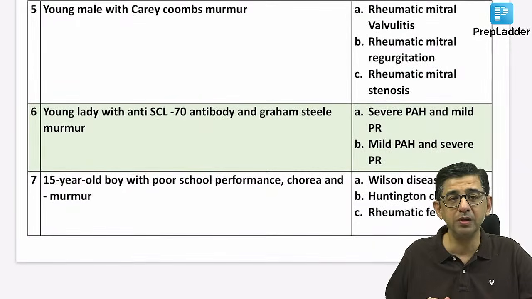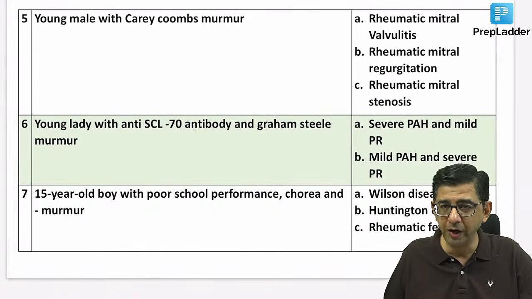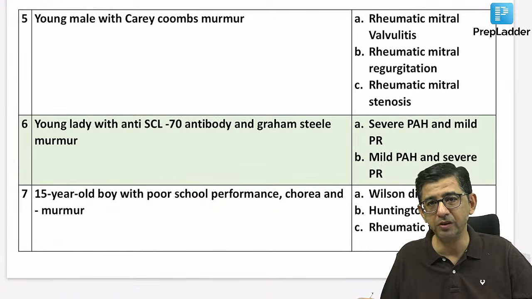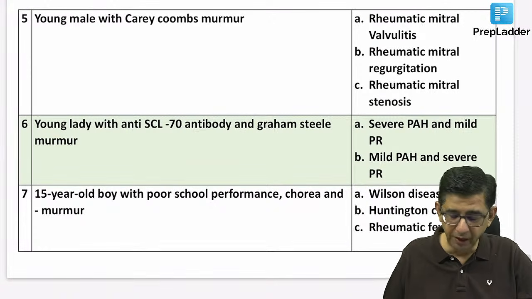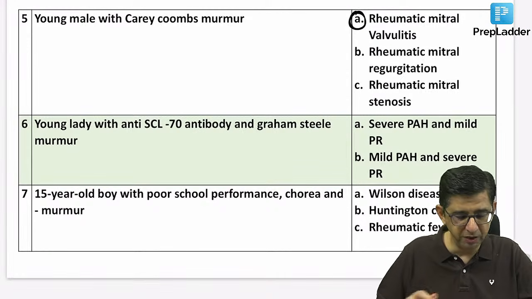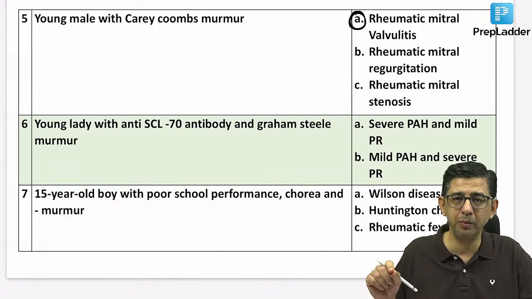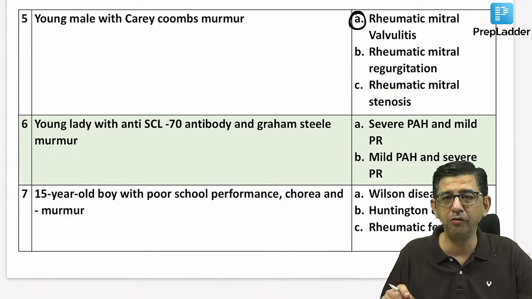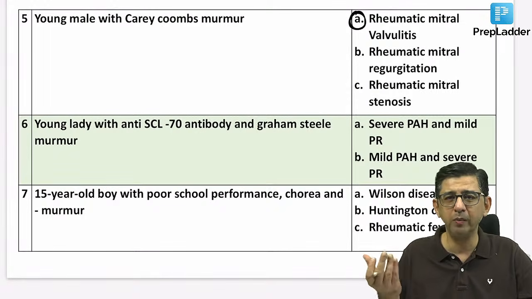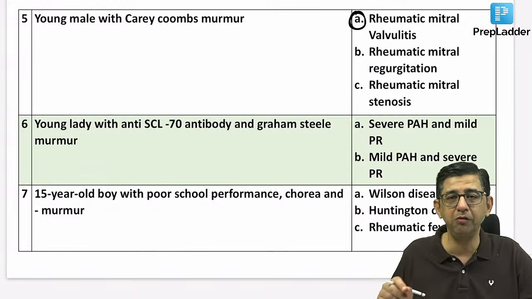And let's now focus on young male with Carey Coombs murmur, which is a feature of what I've already told you, that it is a murmur, not a mitral stenosis, not a mitral regurgitation. It is a murmur of rheumatic mitral valvulitis. There would be Aschoff nodules which would be causing damage. So the correct answer, or the one-liner to be remembered, is Carey Coombs murmur occurs due to, answer is rheumatic fever valvulitis. Obviously everybody knows it's rheumatic fever, right? But they'll make it much more technical. So it is a rheumatic fever valvulitis.